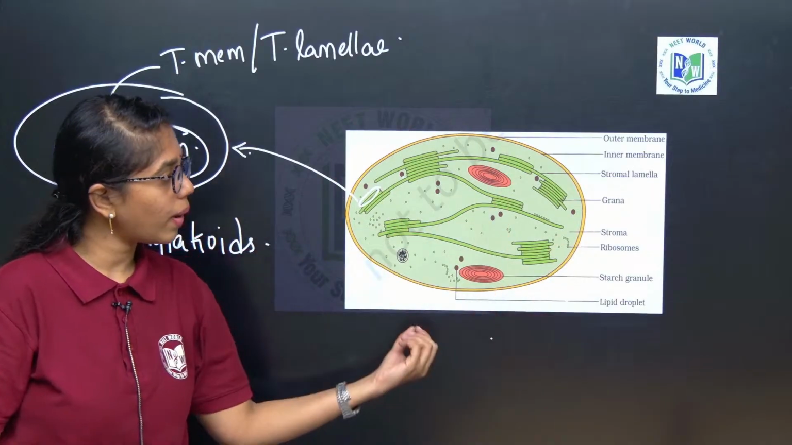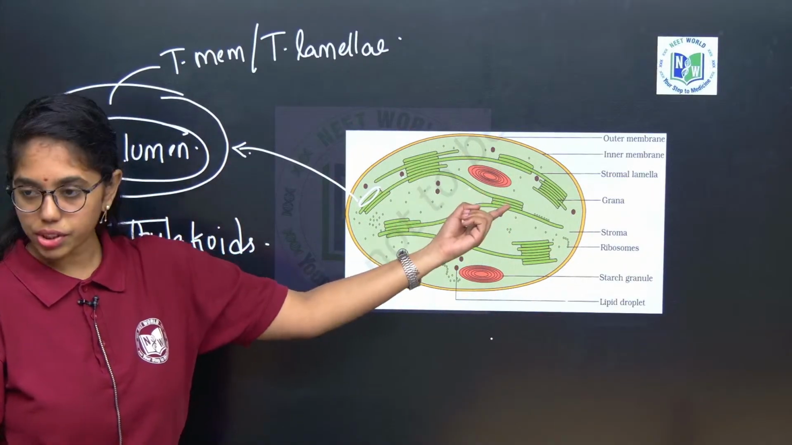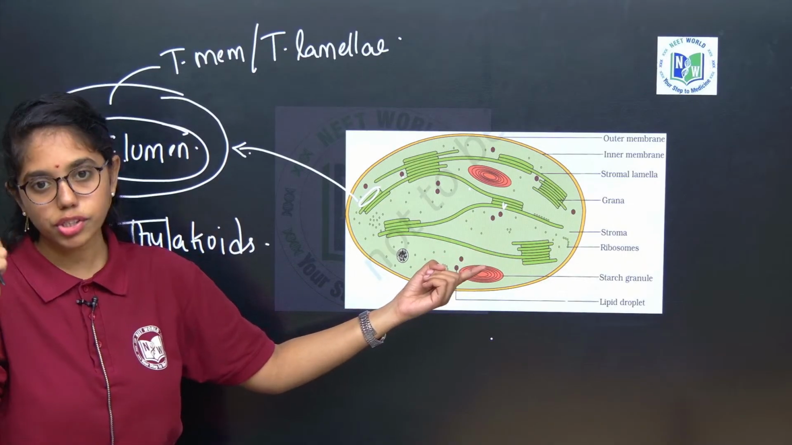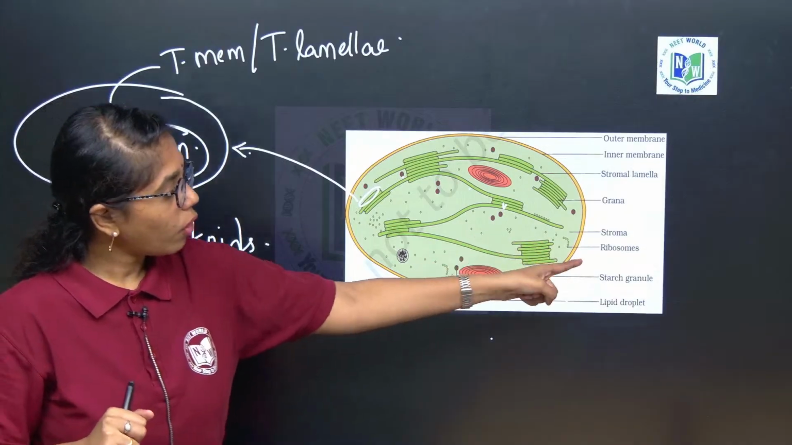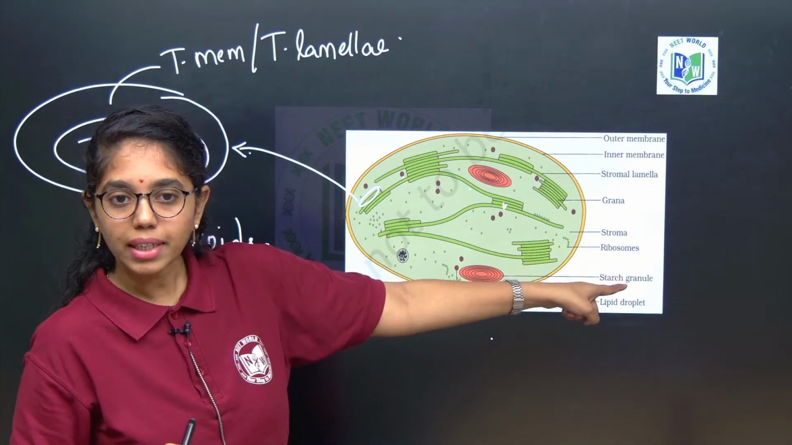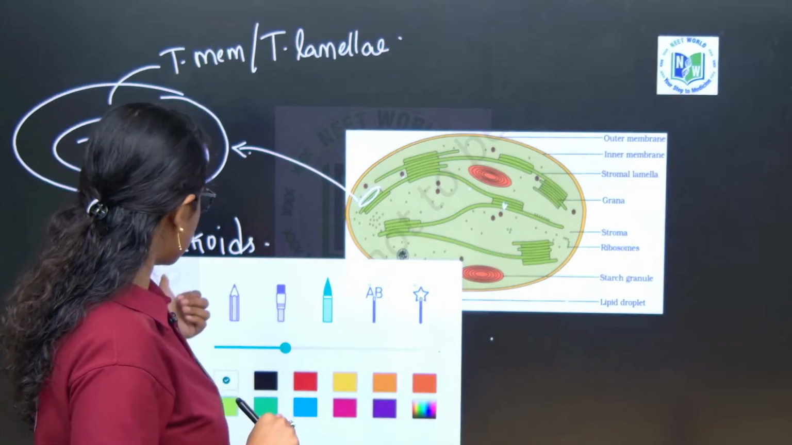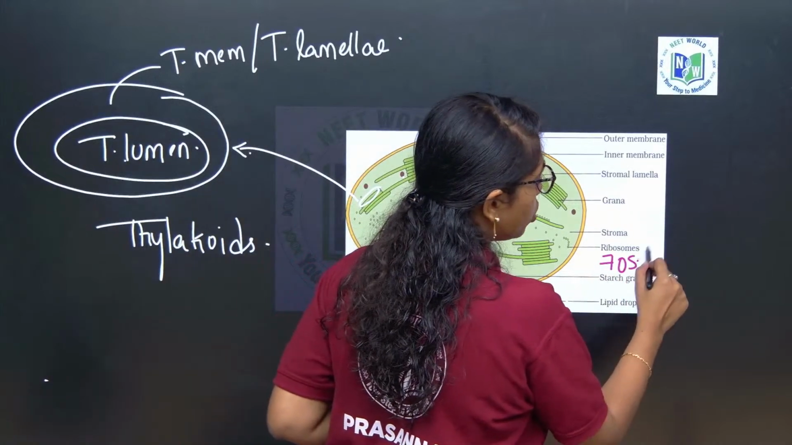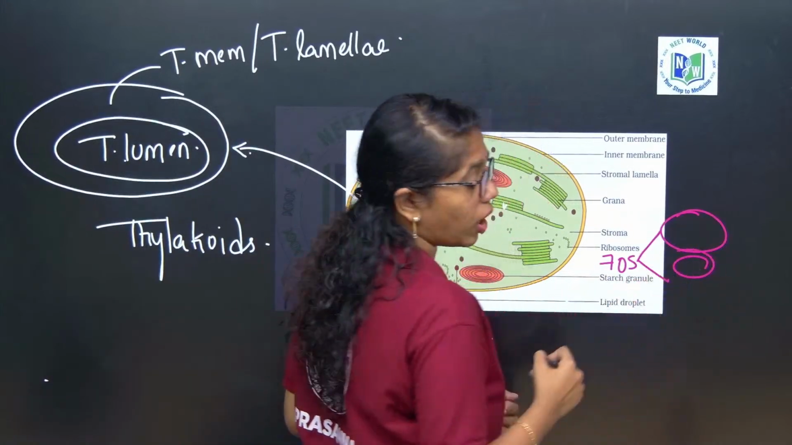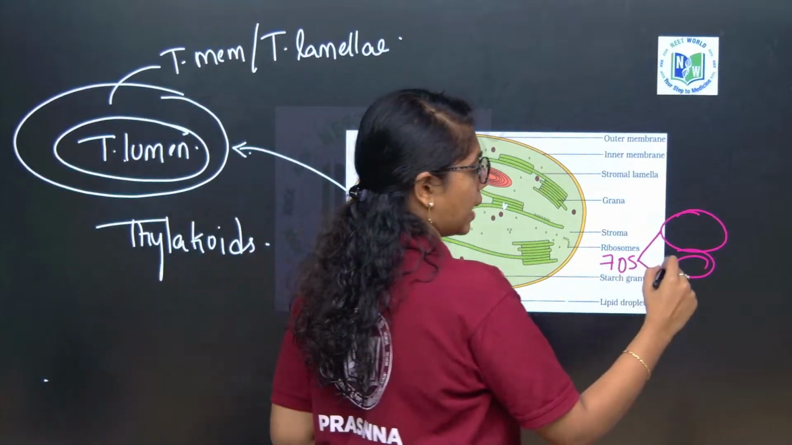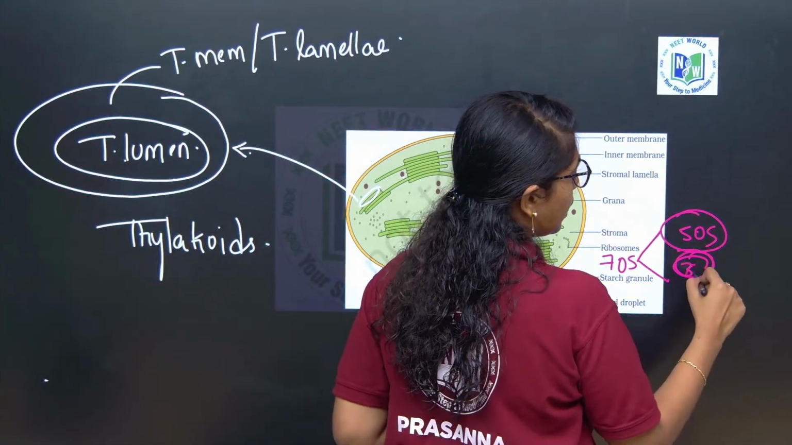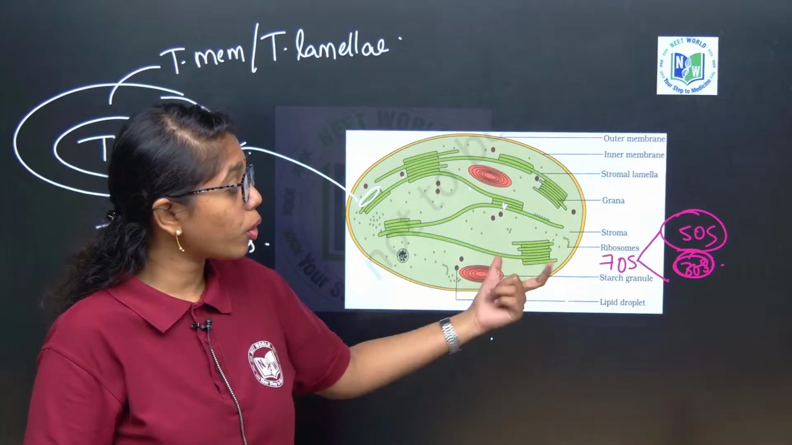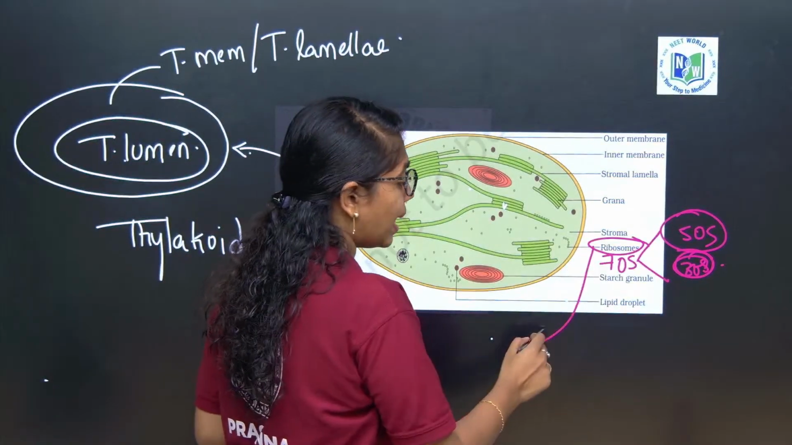Inside the stroma, you can clearly see starch granules and lipid granules. Whichever diagram is there in your NCERT, fix the labelings in your mind. What type of ribosomes can you see in the chloroplast? Is it 70S or 80S? 70S ribosomes. What will be the larger subunit and the smaller subunit? 50S and 30S. Very good. What is the main activity of ribosomes here? Protein synthesis. And what protein is it synthesizing inside the chloroplast?